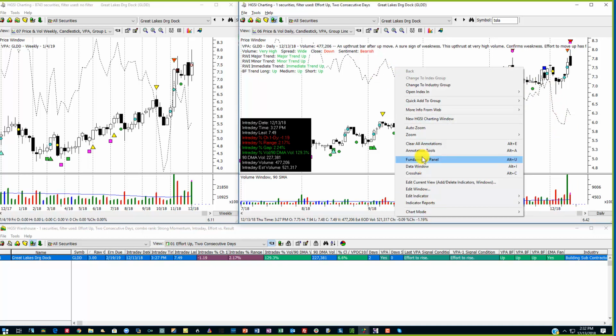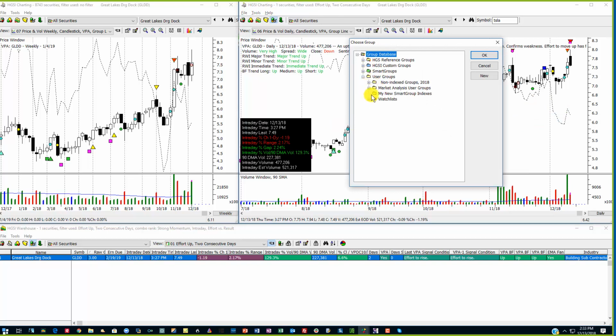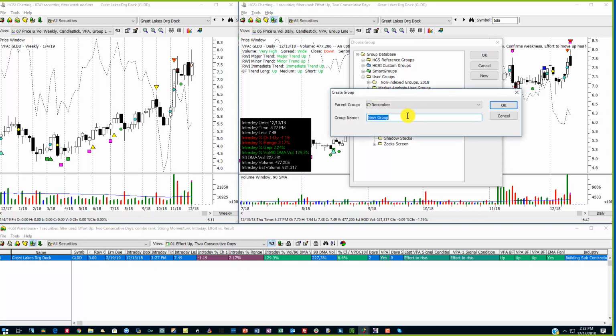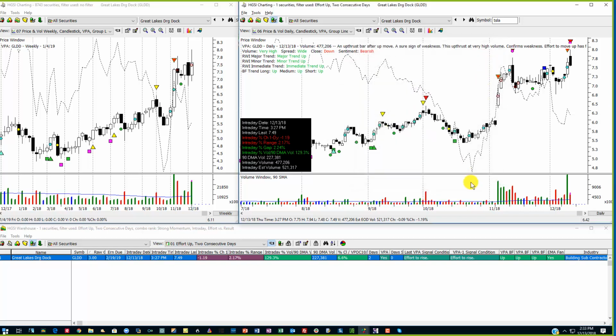Just out of curiosity, I'm going to add this to a group. Okay, 2018, 12, 13. And for any other stocks, if I add more, I'll just hit my alternate G keys and it'll go in that folder automatically. Okay, let's get this back up here.